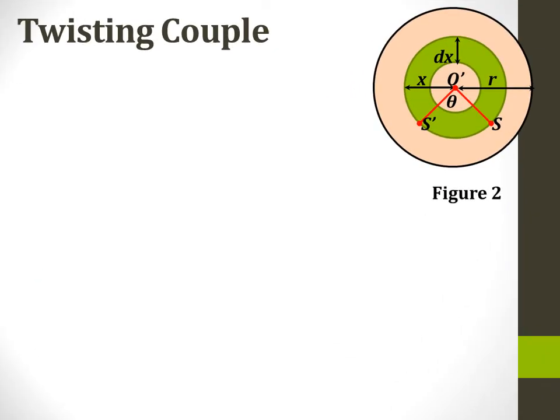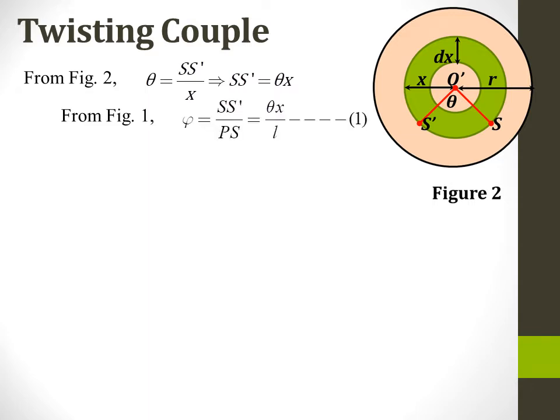From figure 2, the angle of twist theta is given by SS prime, the arc length, divided by the radial length x. So theta is equal to SS prime by x, or SS prime is equal to theta x. And from the previous slide, we have seen that the angle of shear phi is equal to SS prime by PS, which is theta x divided by L, and this we have called equation 1.